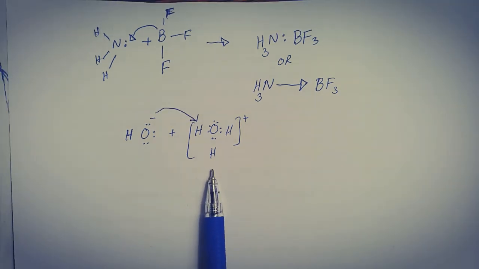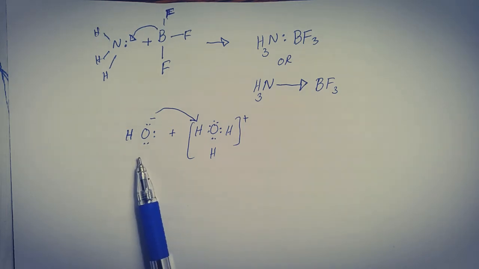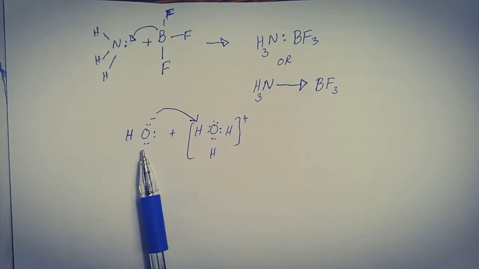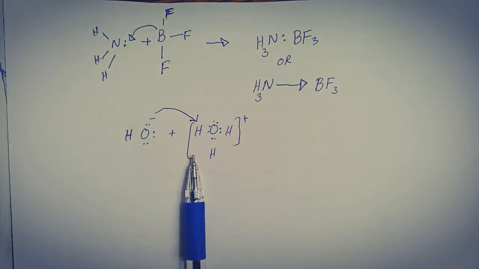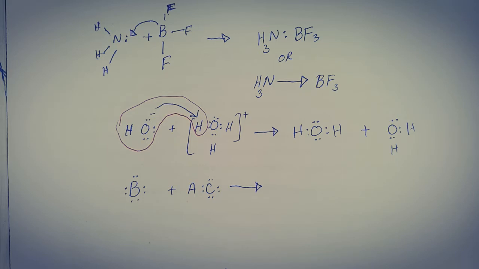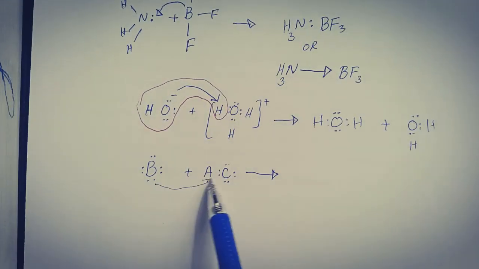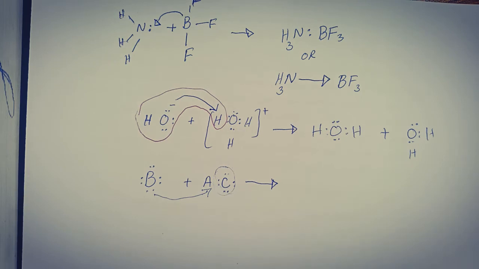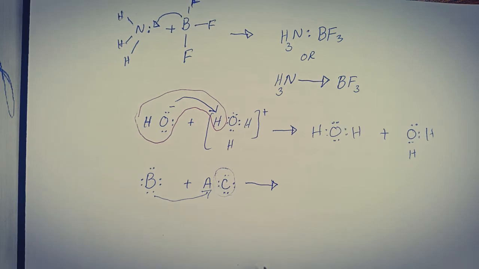Here hydronium ion is positively charged, whereas hydroxyl ion is negatively charged. So the negatively charged hydroxyl ion is acting as a nucleophile to generate a water molecule. So the nucleophilic displacement reaction can be represented in general form as, here B is acting as a nucleophile. It will attack on the electron deficient site of a reagent while releasing the neutral or stable component of the electrophilic reagent.